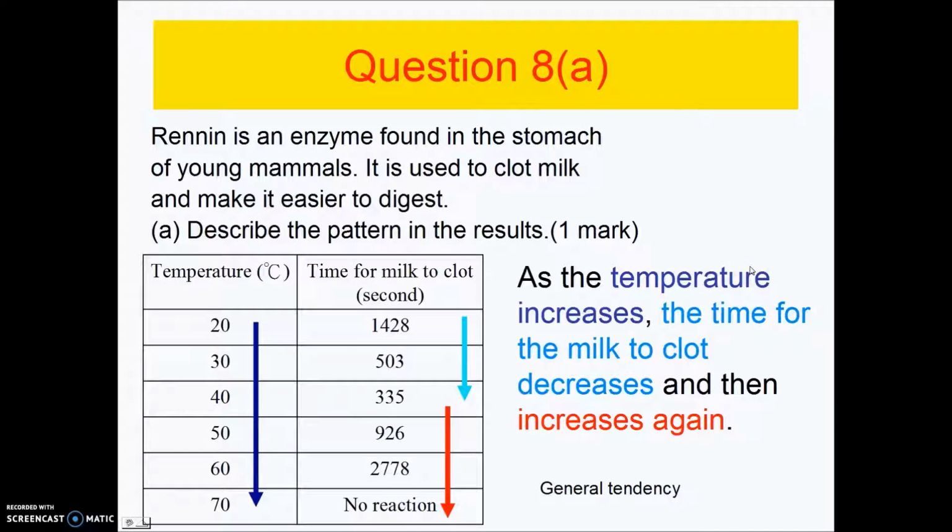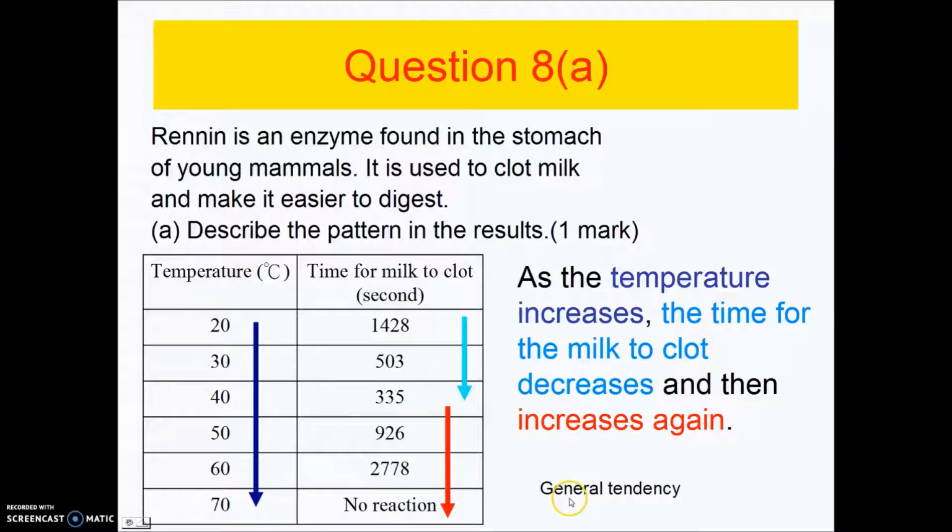So let's talk about question 8, part A. This experiment is about rennin, a kind of protease, because it acts on the milk. It's an enzyme acting on protein. Part A: describe the pattern in the result. What you need to write is the general tendency of the result shown in the table.